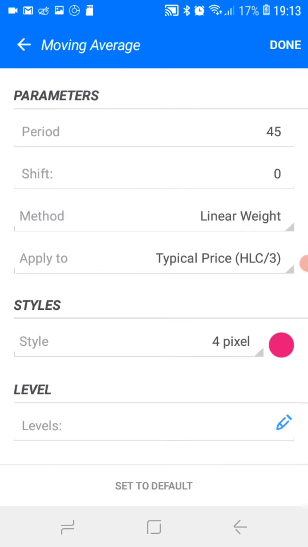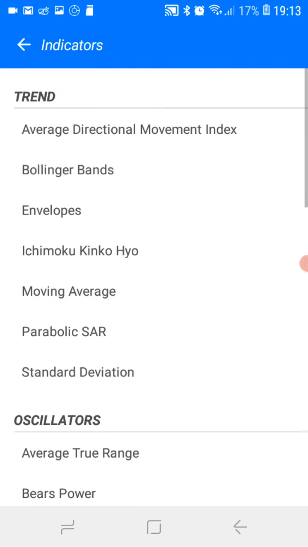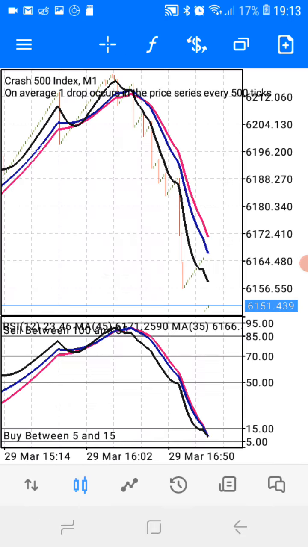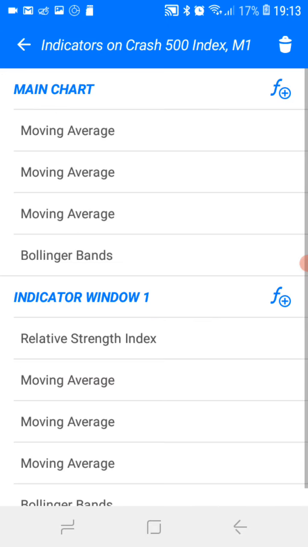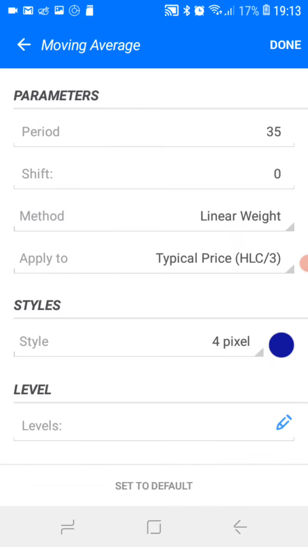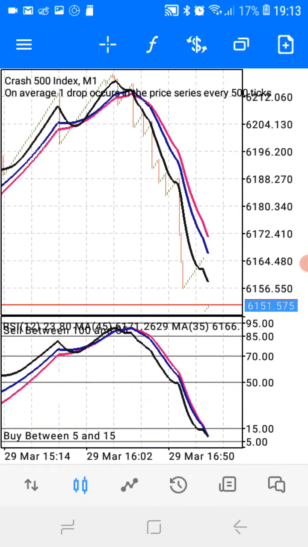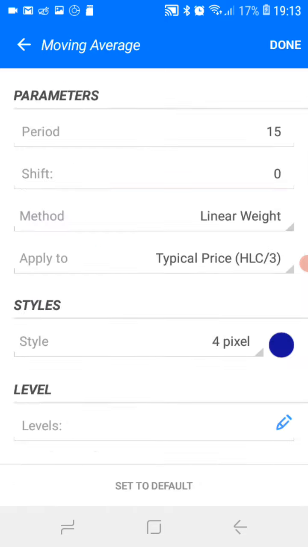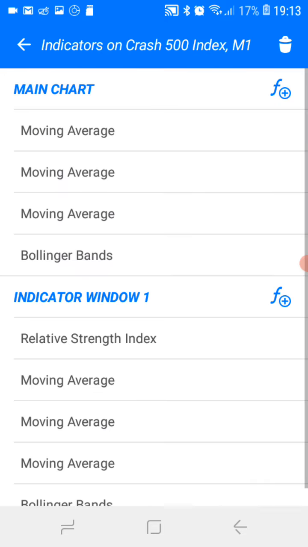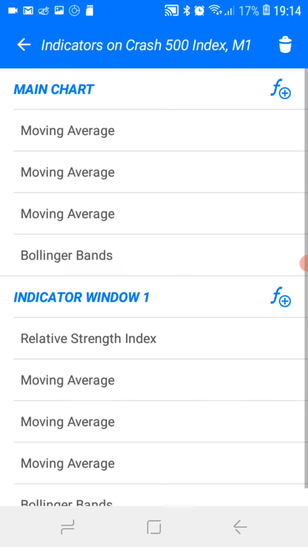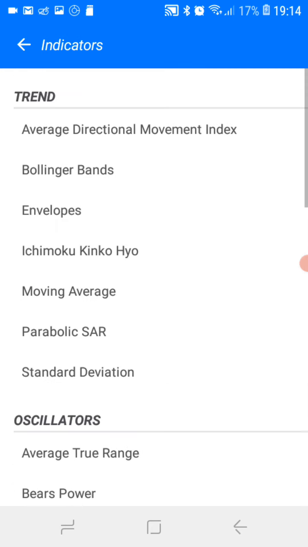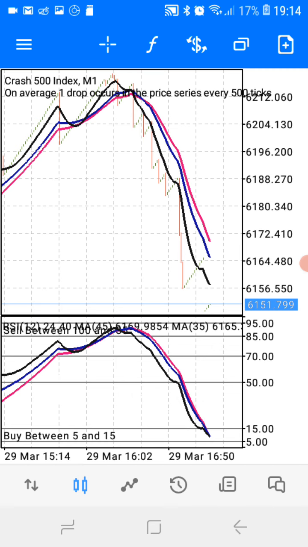So what do you do? You go, you say done, then you go down there, you say moving average, then you say done. You go again, you click there, you say done, then you go again to the second window, moving average, done. You understand? You go again to the third moving average, you say done. You go to the second window, it's done. You go again to Bollinger Bands, then done. So that's it, guys.